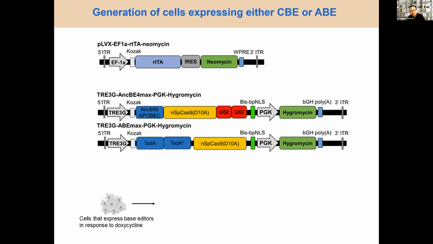And for this, we used base editors. So first, we generate cells that express CBE, cytosine base editor, or ABE, adenine base editor, in a doxycycline-responsive manner. So an rtTA sequence is integrated into the cell. And if you add doxycycline, this rtTA binds to the doxycycline and binds to here and transcribes this sequence.